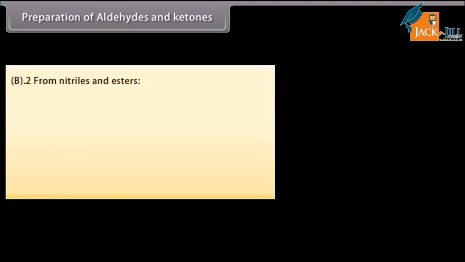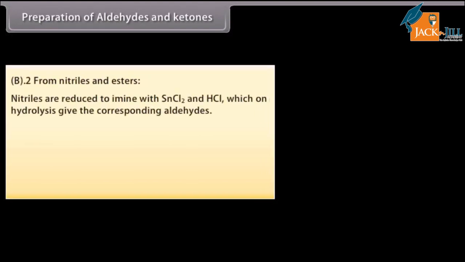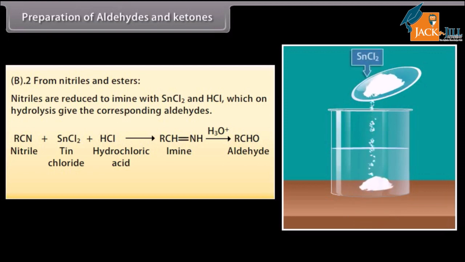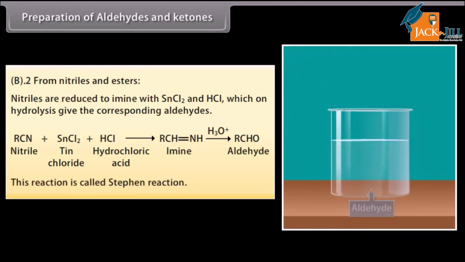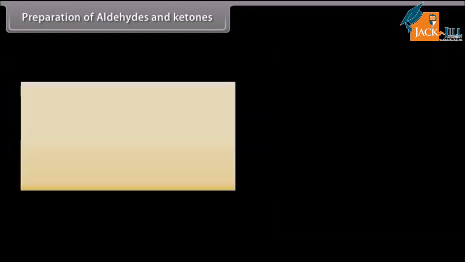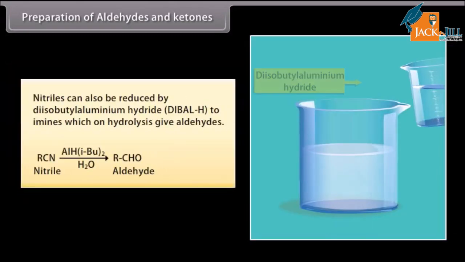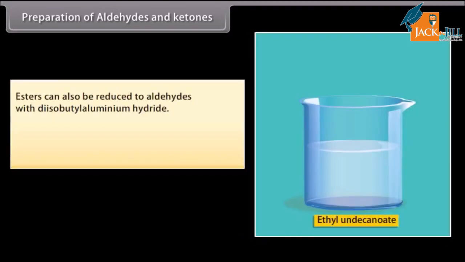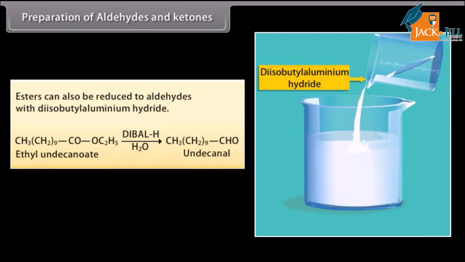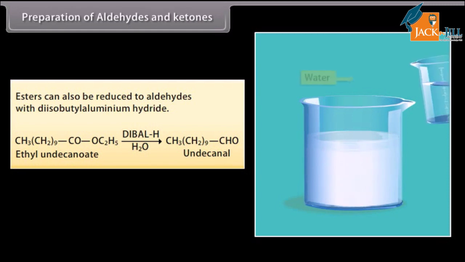From nitriles and esters. Nitriles are reduced to imine with tin chloride and hydrochloric acid, which on hydrolysis give the corresponding aldehydes. This reaction is called Stephen reaction. Nitriles can also be reduced by diisobutyl aluminium hydride to imine, which on hydrolysis gives aldehydes. Esters can also be reduced to aldehydes with diisobutyl aluminium hydride.